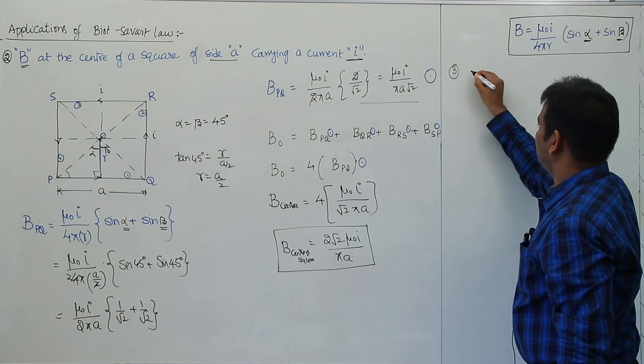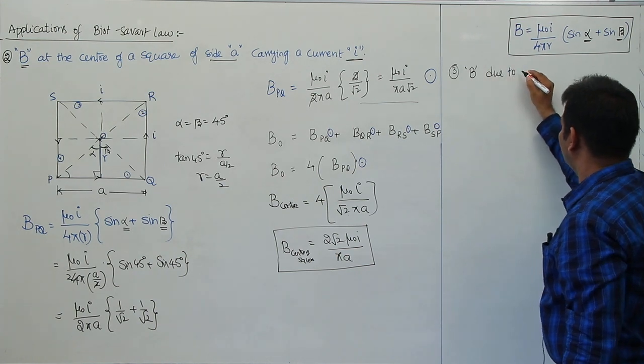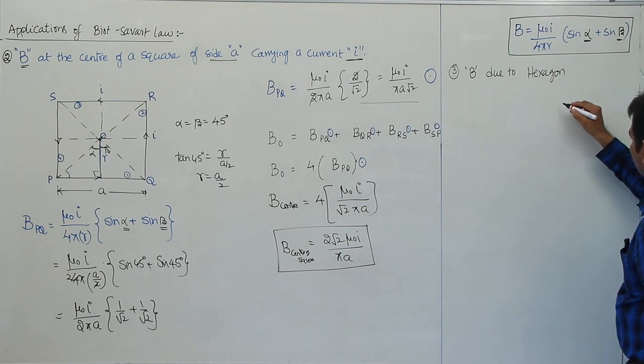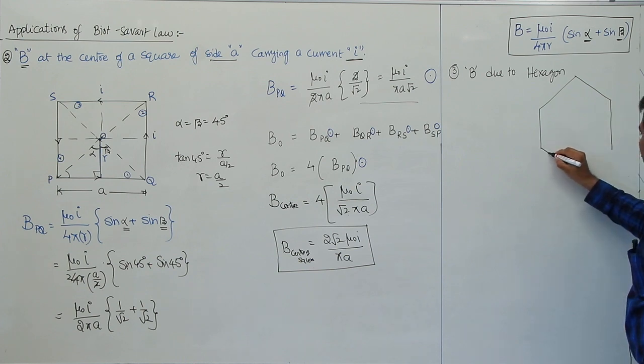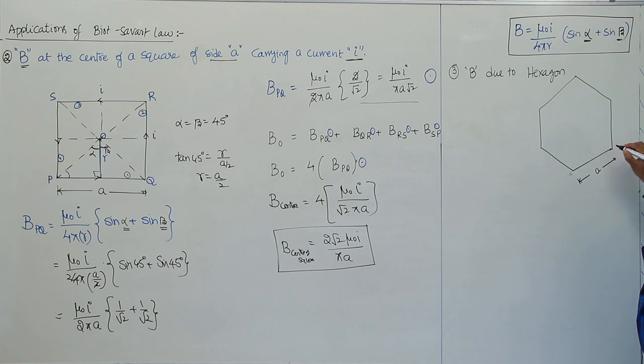Third application, magnetic field due to hexagon. Now let me draw a hexagon here. 1, 2, 3, 4, 5, 6. This is a hexagon of side A. Side of this hexagon is A.